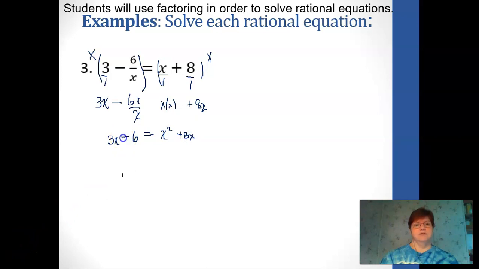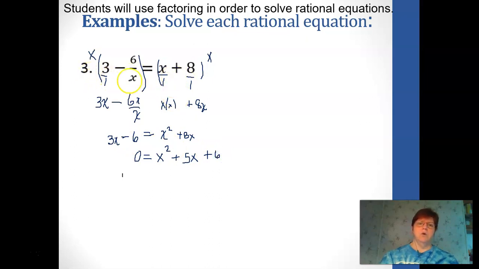So we're going to have a quadratic this time. I'm going to bring everything over to the right so that it's positive. So I'm going to have 0 equals x squared. 8x minus 3x is 5x. And plus 6.